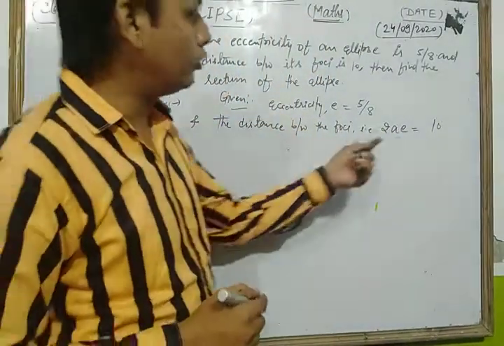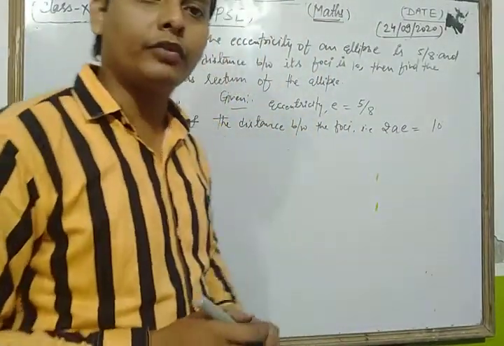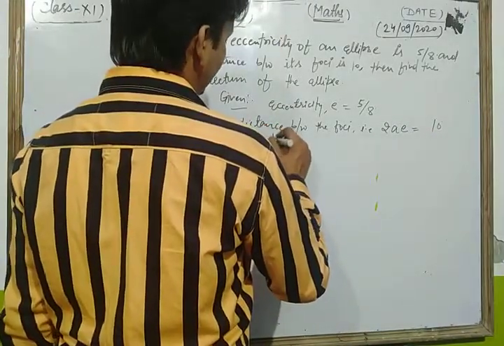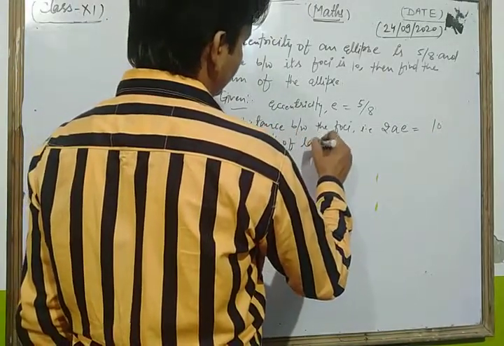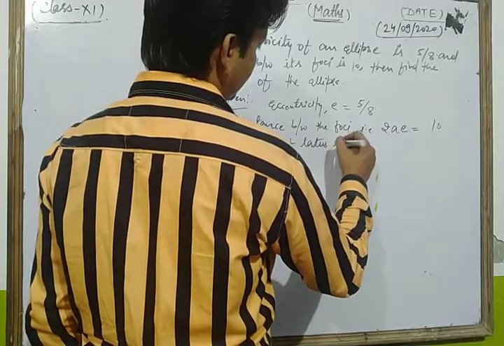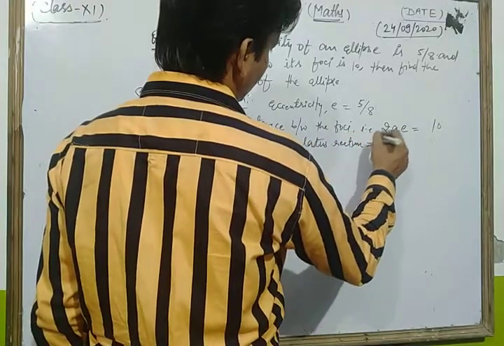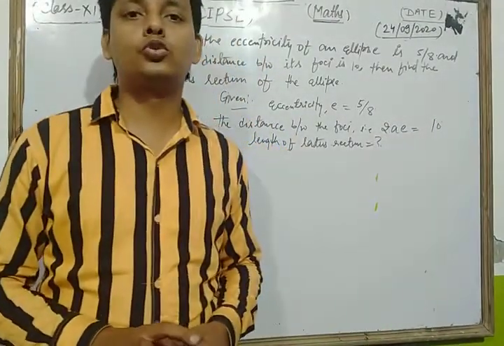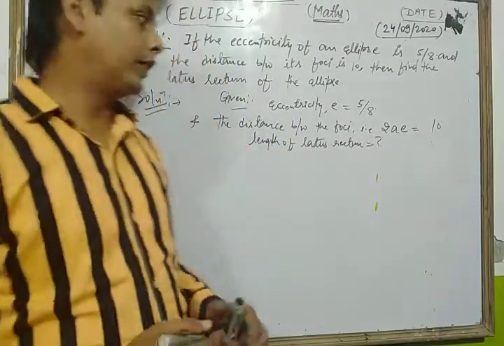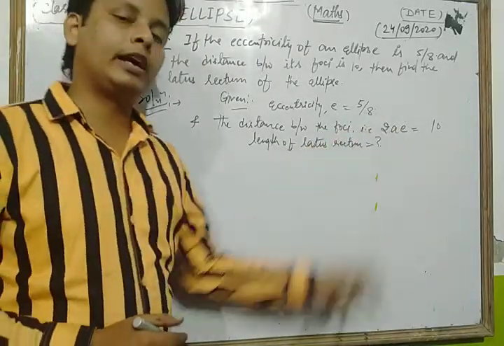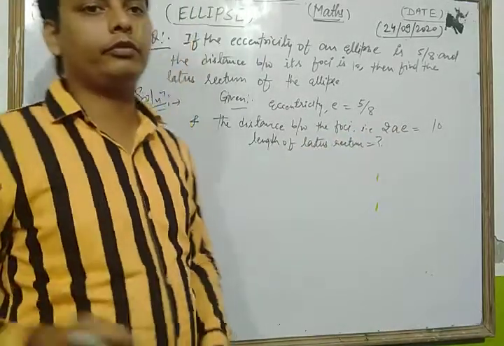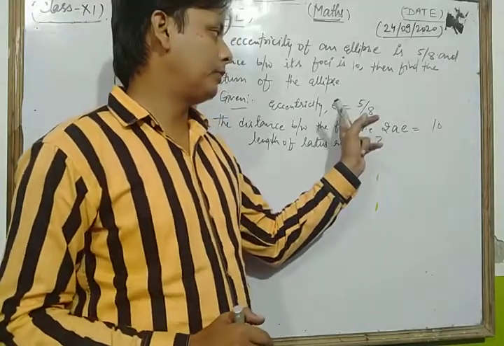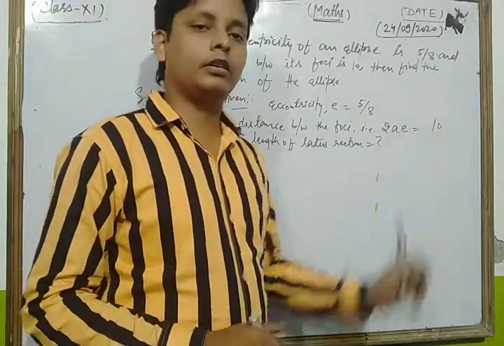Now here we put the value of e, and hence we find the value of a, and we find the length of the latus rectum. You know that the length of the latus rectum is 2b square upon a. First of all we find the value of a and b. After that we can find the length of the latus rectum of an ellipse. First we put the value of e in that equation, so we get the value of a.